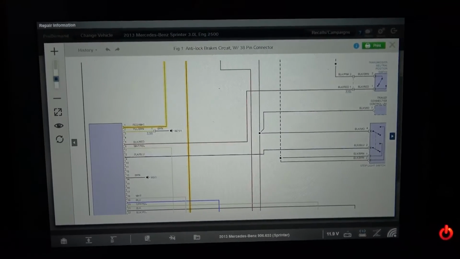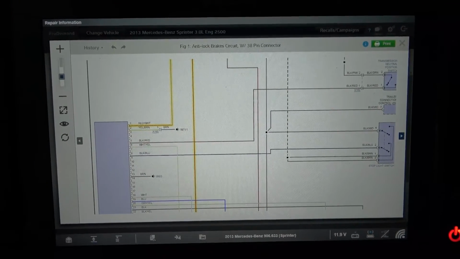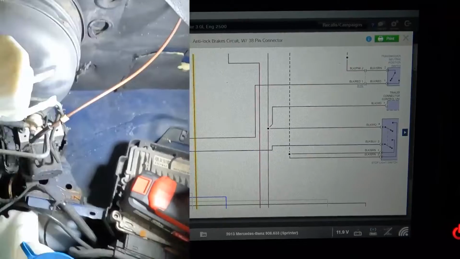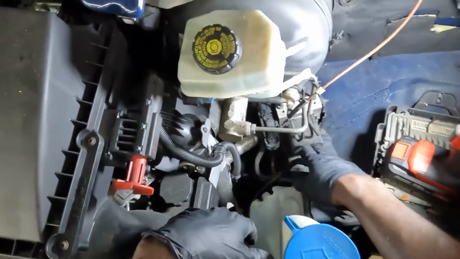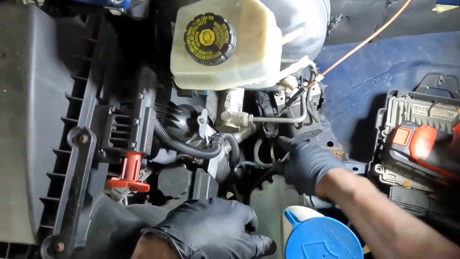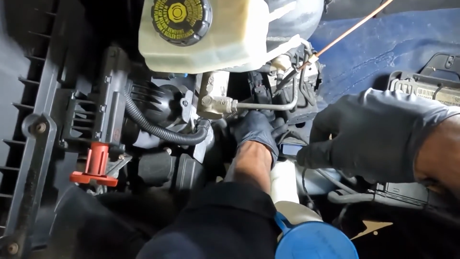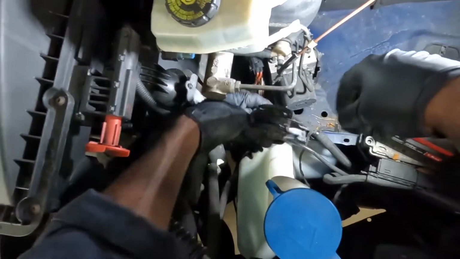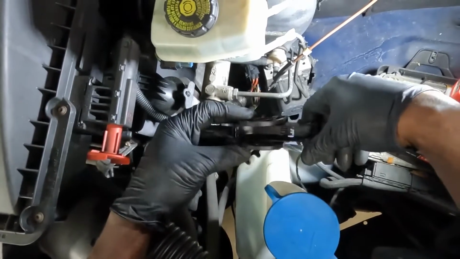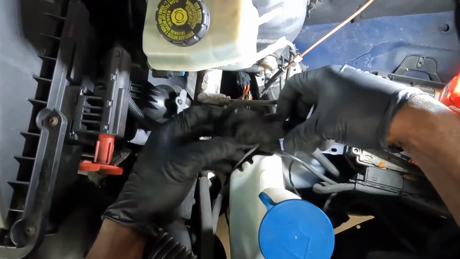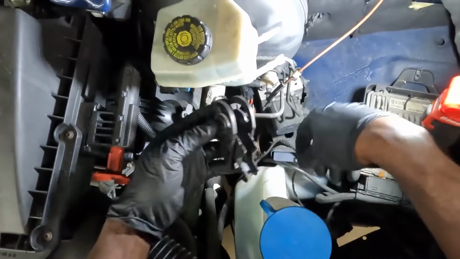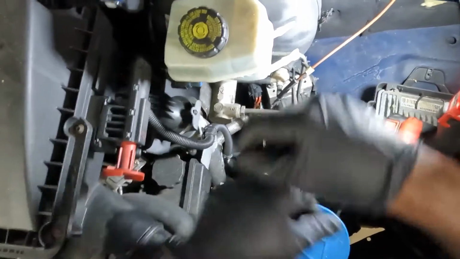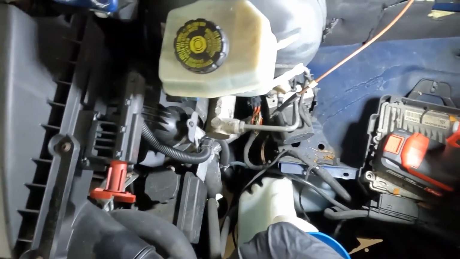Okay, so now let's go under the hood and do some checks at the ABS control unit. All right, guys, we are here under the hood. Here is our ABS control unit. We're gonna disconnect its connector. Oh, check this out. The connector cover just came out. Like I said earlier, someone was here trying to fix this. So hopefully they didn't cause a lot of damage.